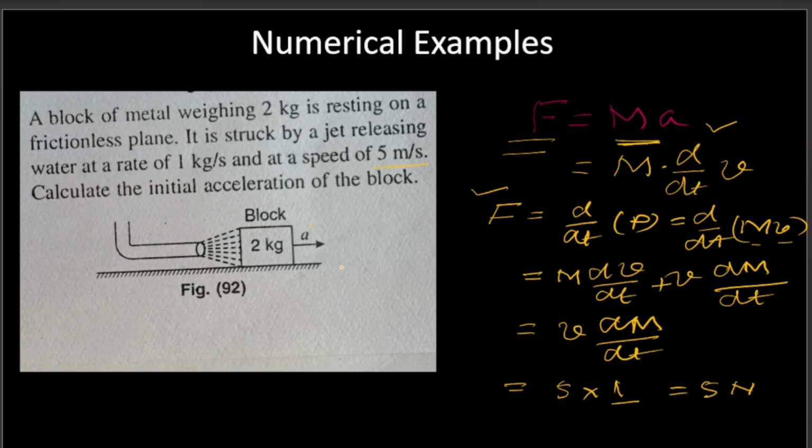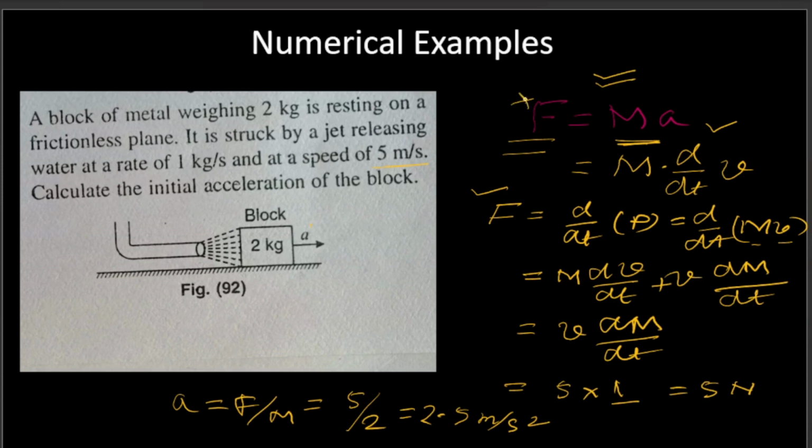So here you need to find out the acceleration. So acceleration is simply a is F by m. So what is F? F is 5 Newton and 2 kg is the mass. So this is 2.5 meter per second square. So using differential equation, you can actually modify the equation according to your problem. Okay.